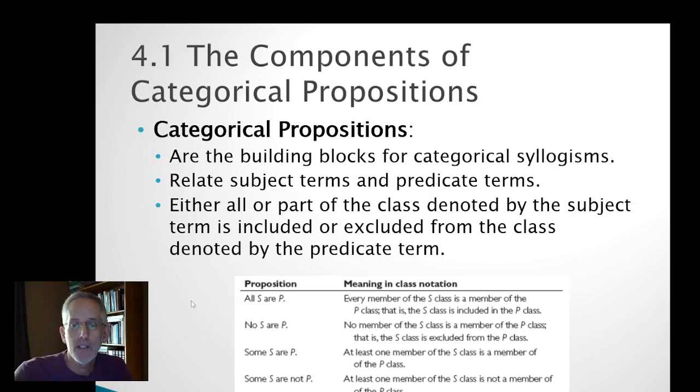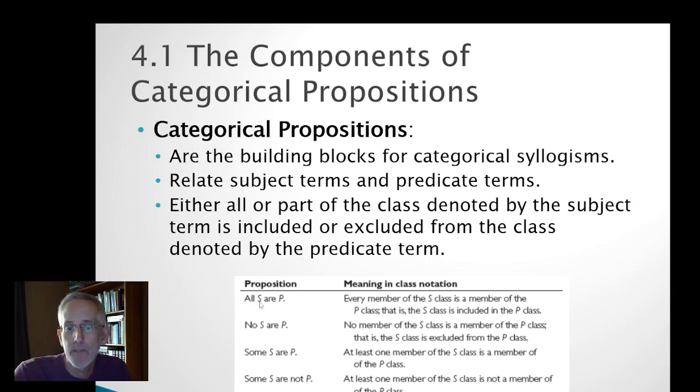So let's look at these in this chart just briefly here, and we're going to see them in more detail as we go along. But you have an all S are P type proposition. You have a no S are P type proposition, a some S are P type proposition, and some S are not P type proposition. So what those mean, if we translate those into clear language, all S are P means that every member of the S class is a member of the P class.